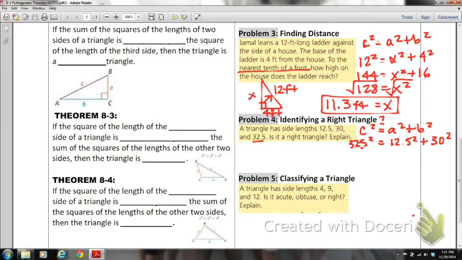If you square 32.5, you're going to get 1056.25. And if you square 12.5 and 30 and add those together, it does equal 1056.25. So they are equal, and so the answer is yes, it is a right triangle because of the Pythagorean converse.